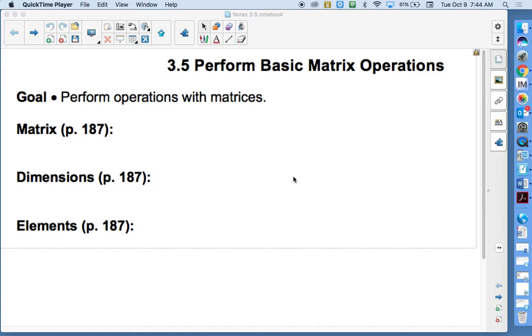So if you haven't checked PowerSchool, you can feel free to check those out a little later. Two students need to make them up. So hopefully Thursday I can get those back to you.